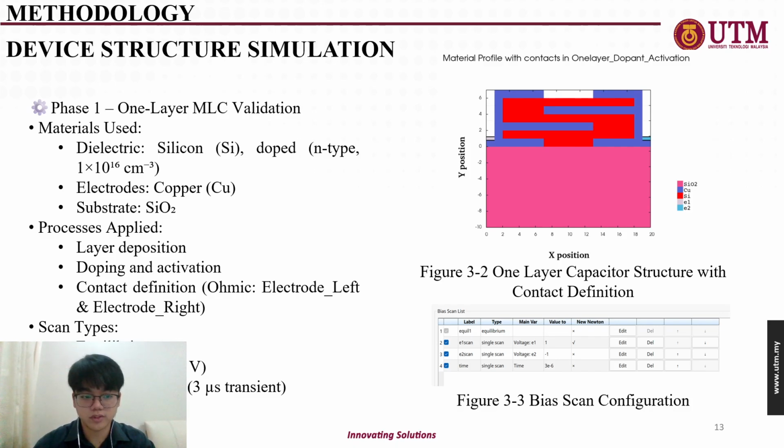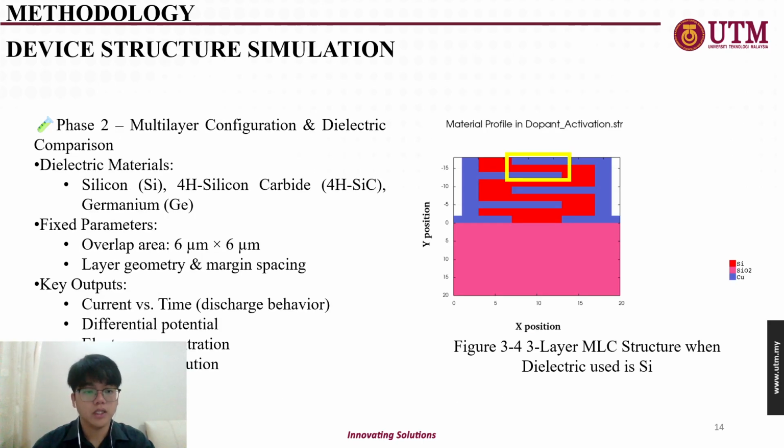Then the scan types used include three types, from figure 3.3 here. We are using the equilibrium scan, the voltage bias scan from 1 volt to -1 volt, and also the time dependent scan. Going to phase 2, focusing on multi-layer configuration and dielectric comparison. Figure 3.4 here is the 3-layer MLC structure where the dielectric used is silicon, and the yellow box shown here is one layer, where the overlap area is a fixed parameter of 6 micrometer times 6 micrometer. For the dielectric materials, I will use three types: silicon, 4H silicon carbide, and also germanium.